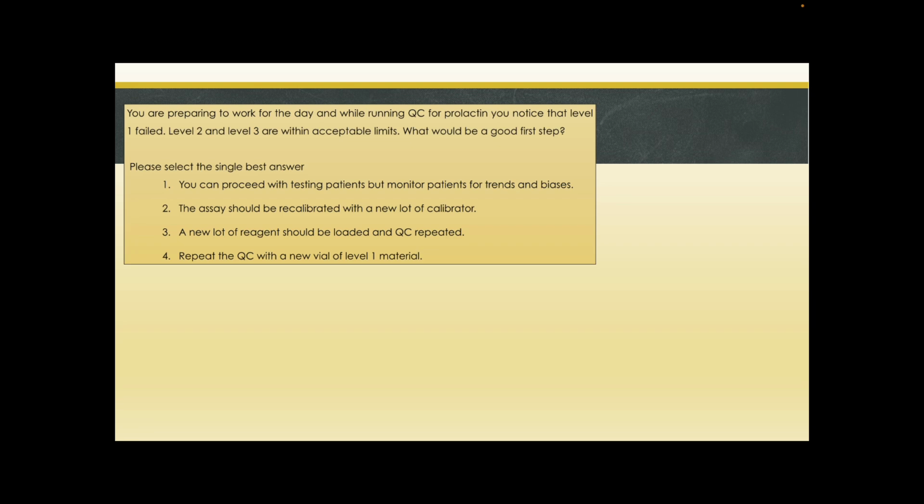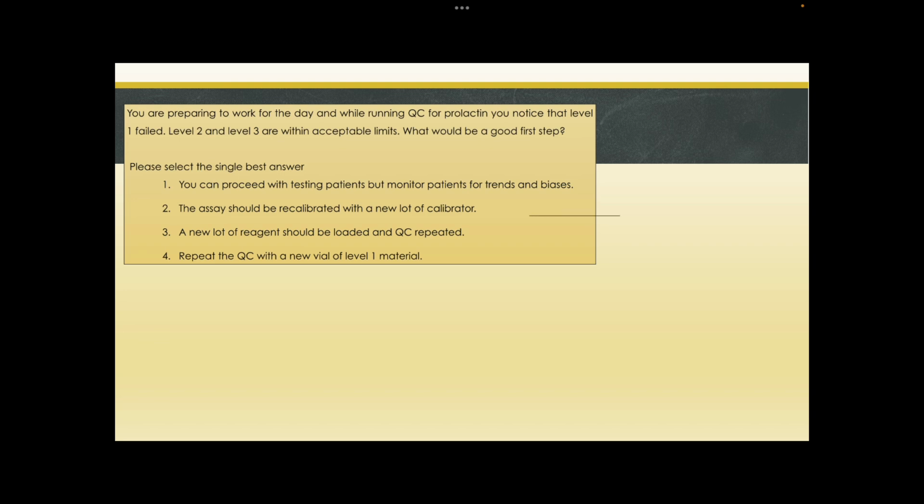1. You can proceed with testing patients, but monitor patients for trends and biases. 2. The assay should be recalibrated with a new lot of calibrator. 3. A new lot of reagent should be loaded and QC repeated. 4. Repeat the QC with a new vial of level 1 material.